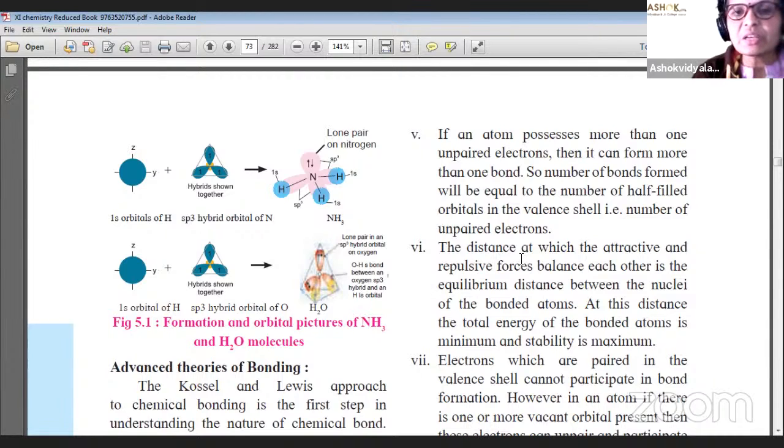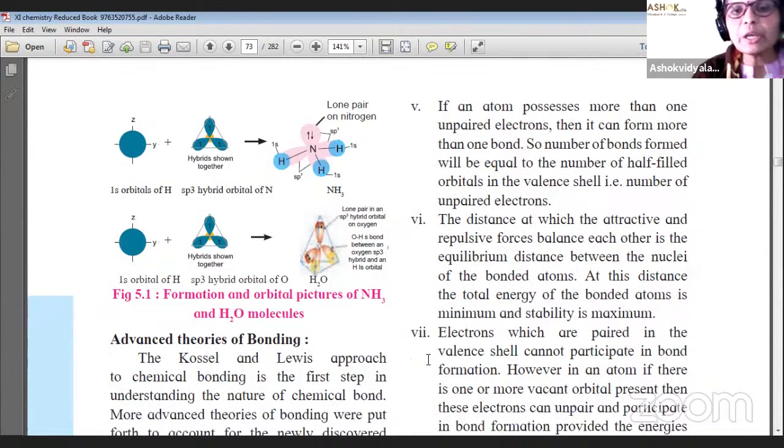The distance at which the attractive and repulsive forces balance each other is the equilibrium distance between the nuclei of the bonded atoms. At this distance, the total energy of the bonded atoms is minimum and stability is maximum. The electrons which are paired in the valence shell cannot participate in bonding. Means for the formation of a bond, an unpaired electron is required.